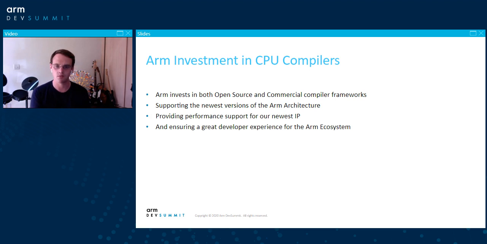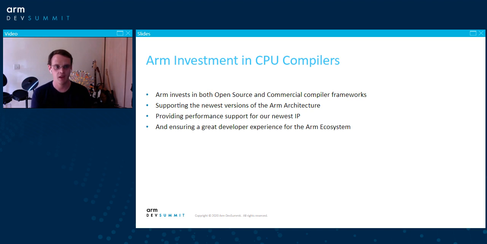We provide improvements to open source toolchains like GCC and LLVM, and improvements to ARM Compiler 6 and ARM Compiler for Linux, our commercially supported products. We do that to ensure that the latest versions of the ARM architecture have fully featured code generation, unlocking the latest performance and security features from ARM's processor technology.